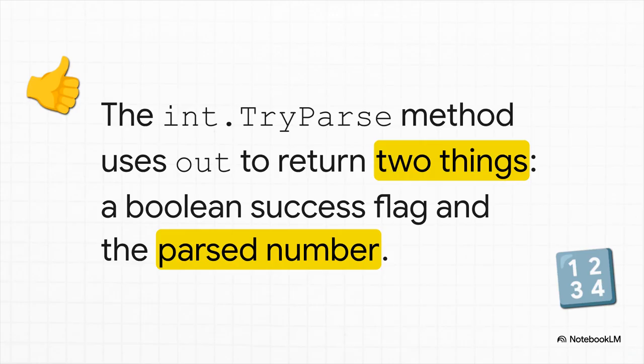Honestly, there's no better real-world example than good old int.TryParse. This is the out parameter living its best life. The method's main job is to return a Boolean. Did it work or not? So how does it also give you the number? With an out parameter. It is just a beautiful, clean, and super efficient way to get two pieces of information from a single method call.